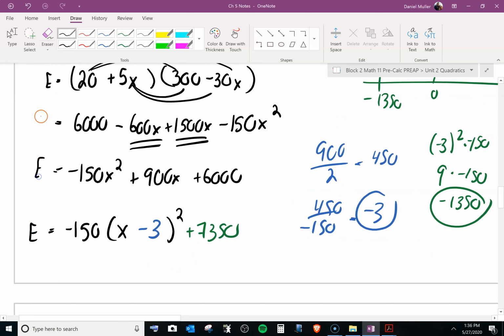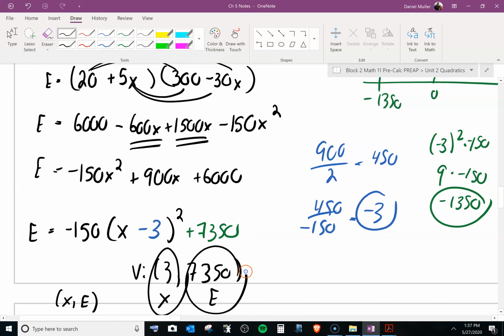Normally I have a vertex that is x comma y, but in this case I have x's in here, so I still have an x, but my y is e, my earnings. So I've got x comma e. That's how this works. So my vertex is going to be, change the sign to a 3, and then 7,350. So this is my x, and these are my earnings. So what do we want to know? What price should the app be so that we end up getting the maximum number of earnings?